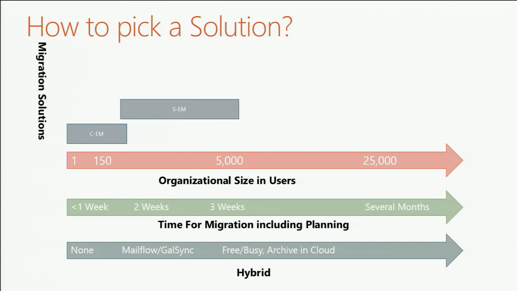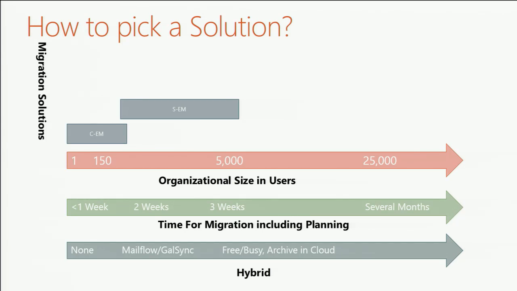Then for the medium-sized orgs, we have anywhere between several hundred users to a few thousand users who might migrate over a period of a few weeks. For these types of customers, we have the stage migration. The only coexistence features or hybrid features that you get are Mailflow and GalSync.